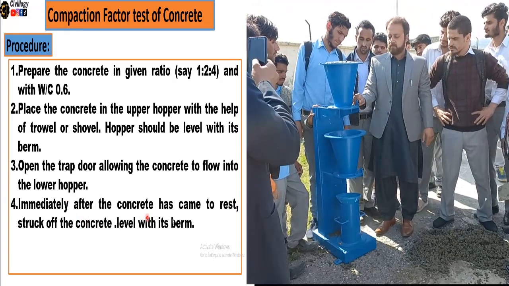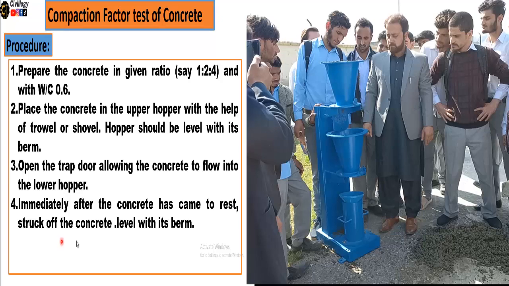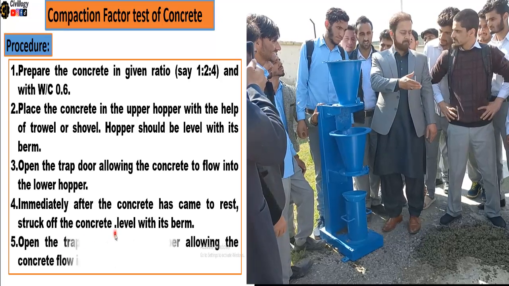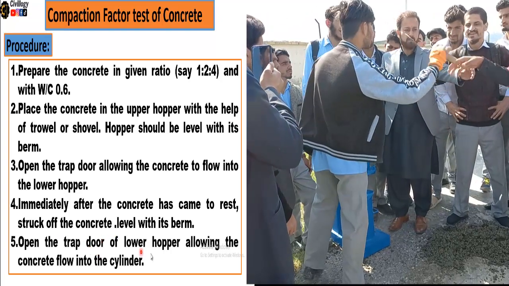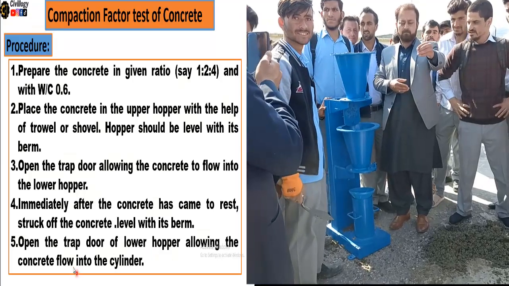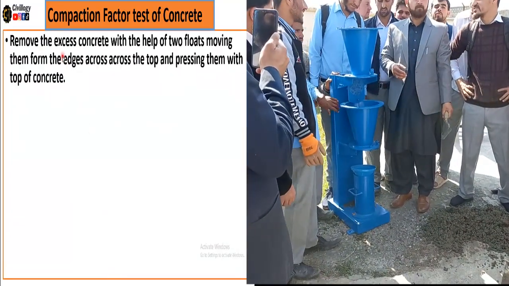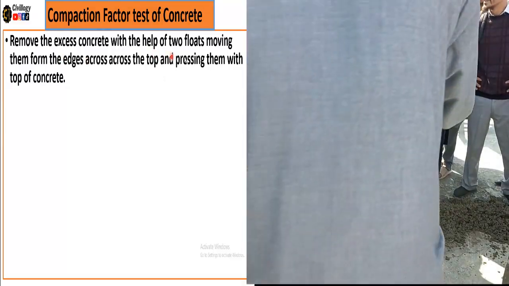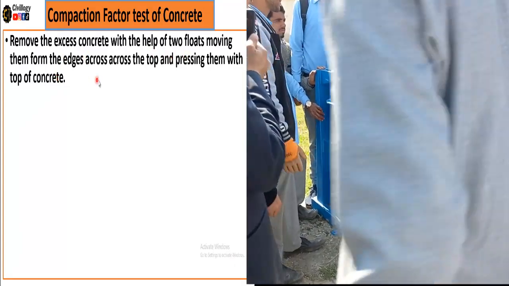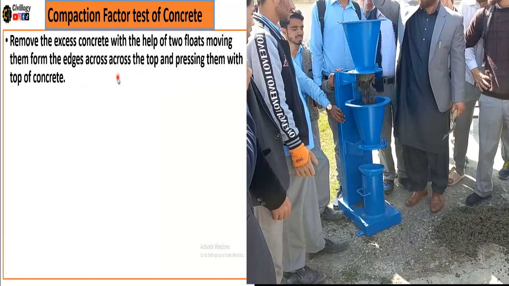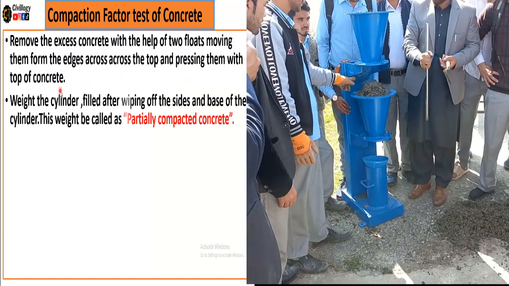Immediately after the concrete has come to rest, strike off the concrete level with its brim. Now open the trap door of the lower hopper, allowing the concrete to flow into the cylinder. Now remove the excess concrete with the help of two floats, moving them from the edges across the top and pressing them with the top of concrete.